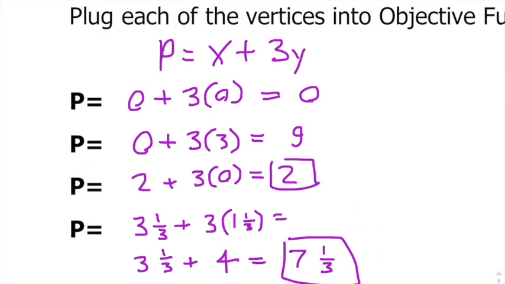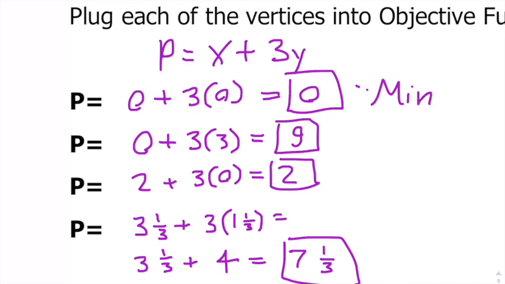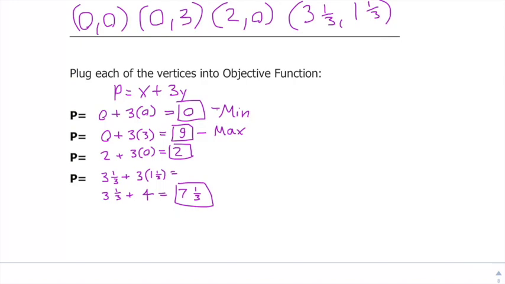So based off of all of these right here, if this is like a profit equation, we want to stay away from 0, 0 because that's the minimum value. And then obviously the 9 was the best right there, so that was our max value right there. Okay, and then stay tuned for the real world example coming up.